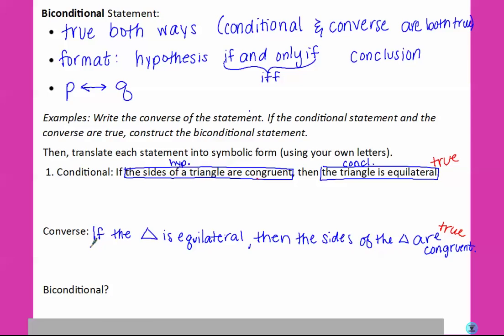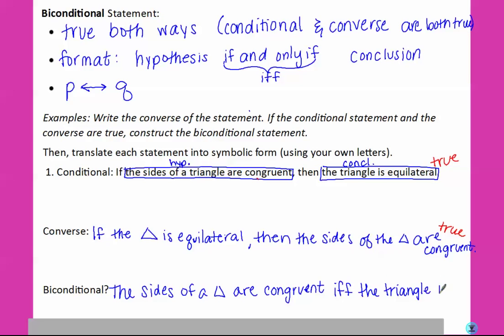So to write this, we start with the hypothesis. We don't use the if. So we will start with the sides of a triangle are congruent. Since it's a biconditional, in between we will have if and only if, which I'll abbreviate with IFF. The triangle is equilateral.